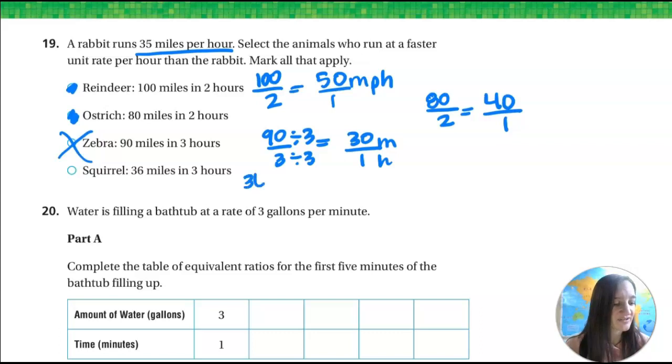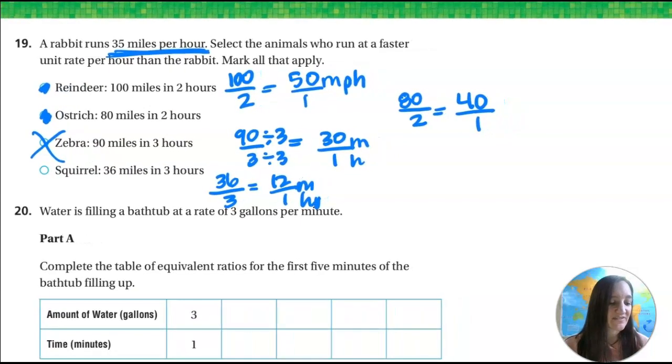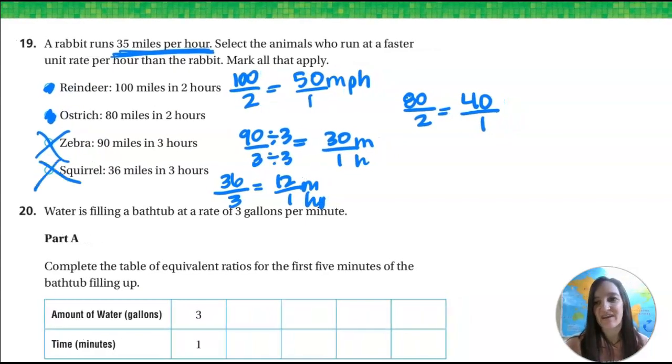And a squirrel is 36 miles in 3 hours. Yeah, that's not faster than 35 miles an hour. It takes him 3 hours to go about the same distance as it takes the rabbit for just 1 hour. You could still get that into a unit rate, and he's only going 12 miles per hour. So definitely not squirrel. You're not very fast.